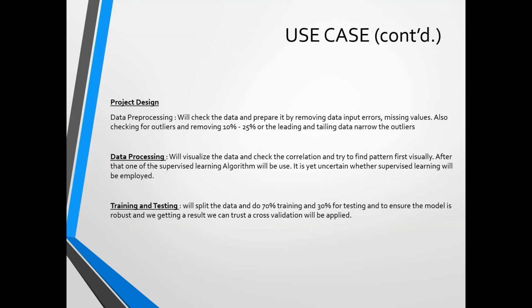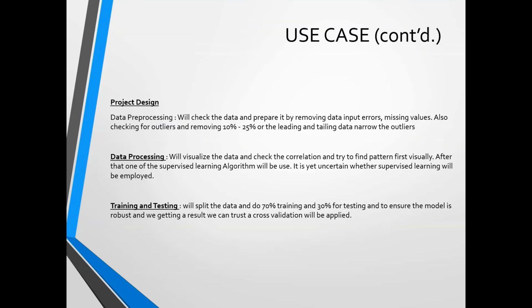So the use case further we'll be moving ahead with is the project design, the data pre-processing. We'll be checking for outliers and removing 10 to 25% of the leading and trailing data which have narrow outliers, or if there are any other outliers present, we'll be eliminating those as well. In case of visualization, we'll be visualizing the data to check the correlation and try to find a pattern first visually, and after we'll determine if a supervised learning algorithm will be employed.